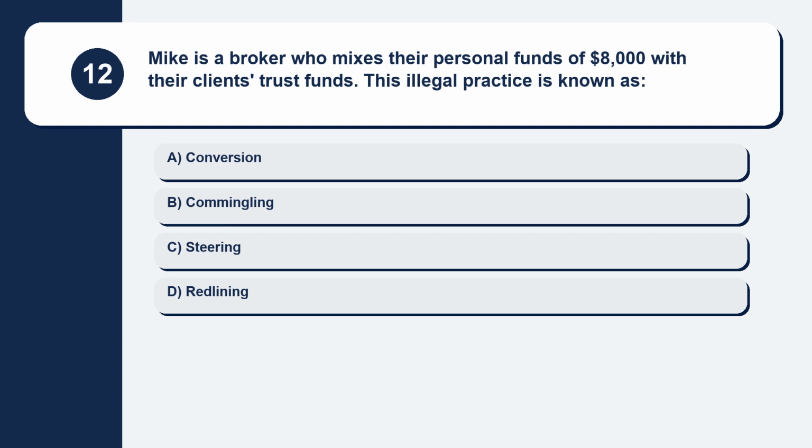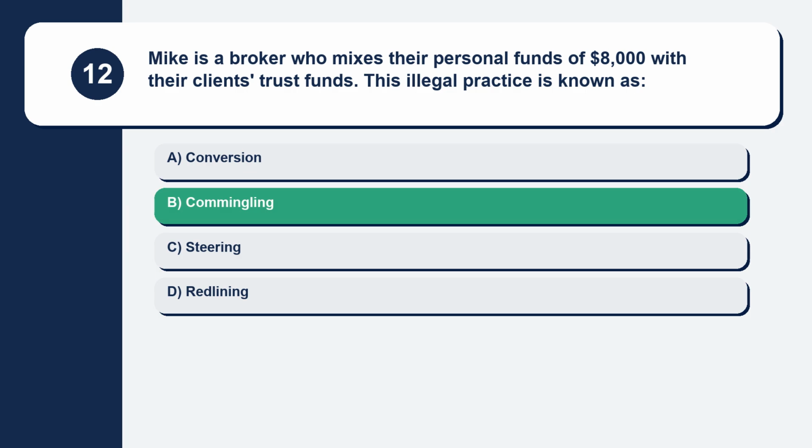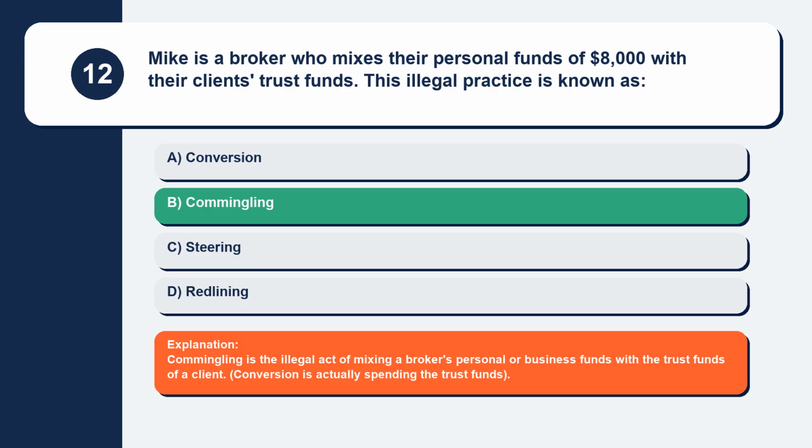Question 12. Mike is a broker who mixes their personal funds of $8,000 with their clients' trust funds. This illegal practice is known as. Here are your options. Option A, conversion. Option B, commingling. Option C, steering. Option D, redlining. The correct answer is option B, commingling. Explanation: commingling is the illegal act of mixing a broker's personal or business funds with the trust funds of a client. Conversion is actually spending the trust funds.